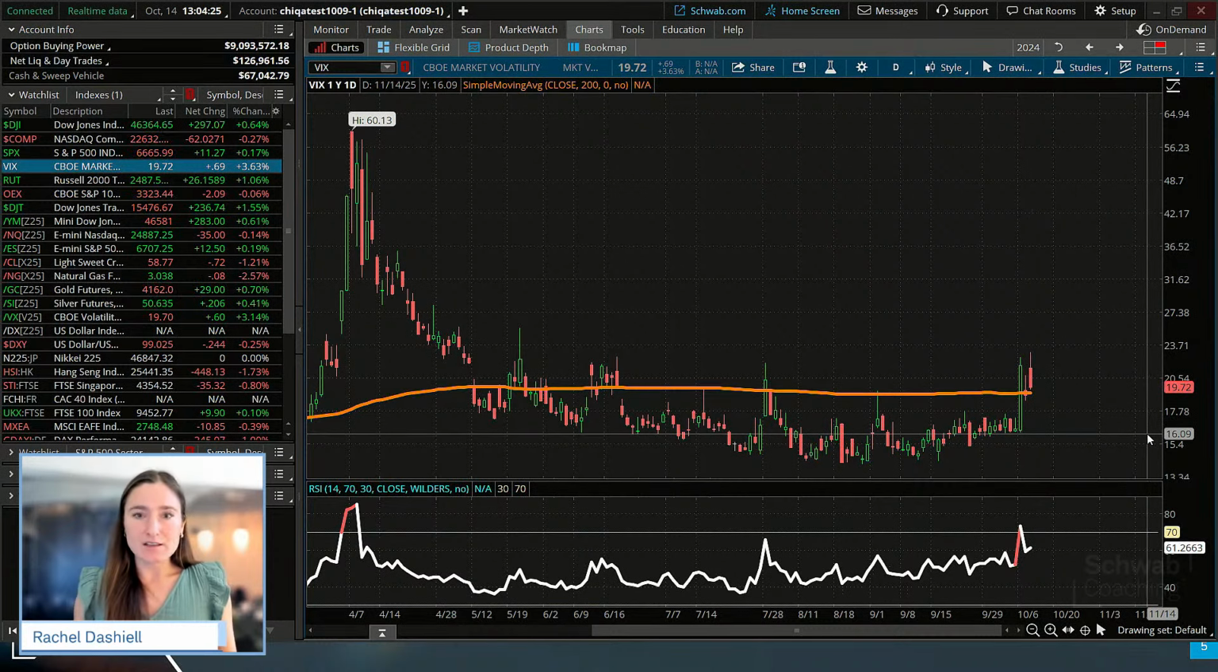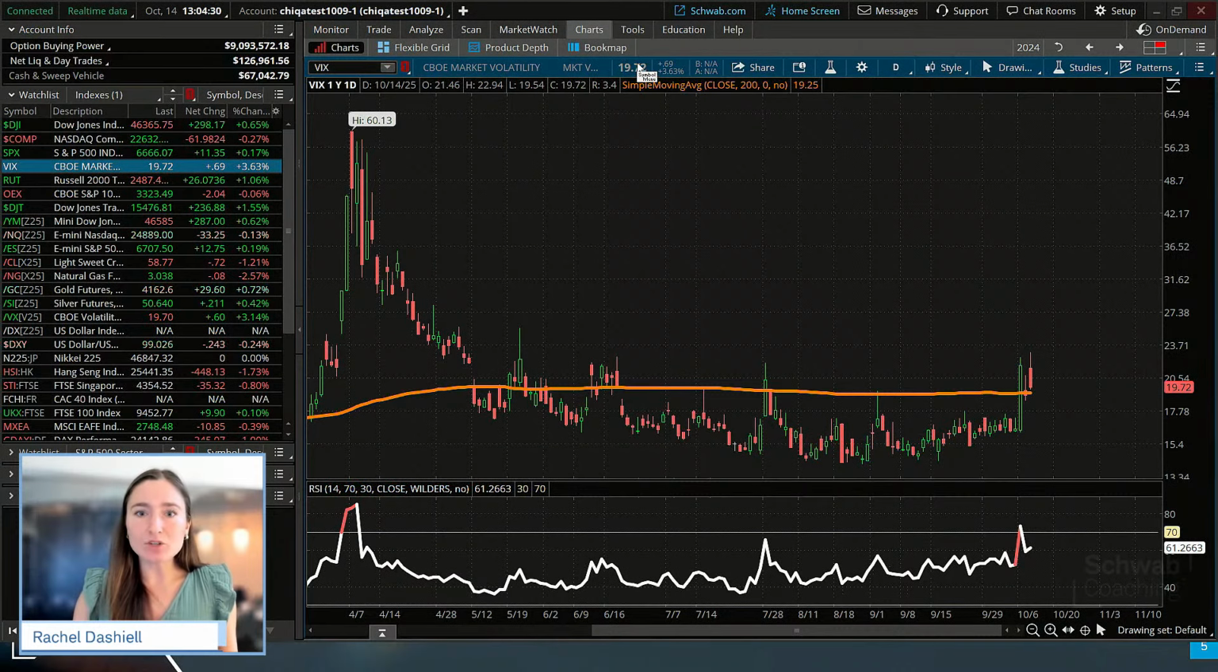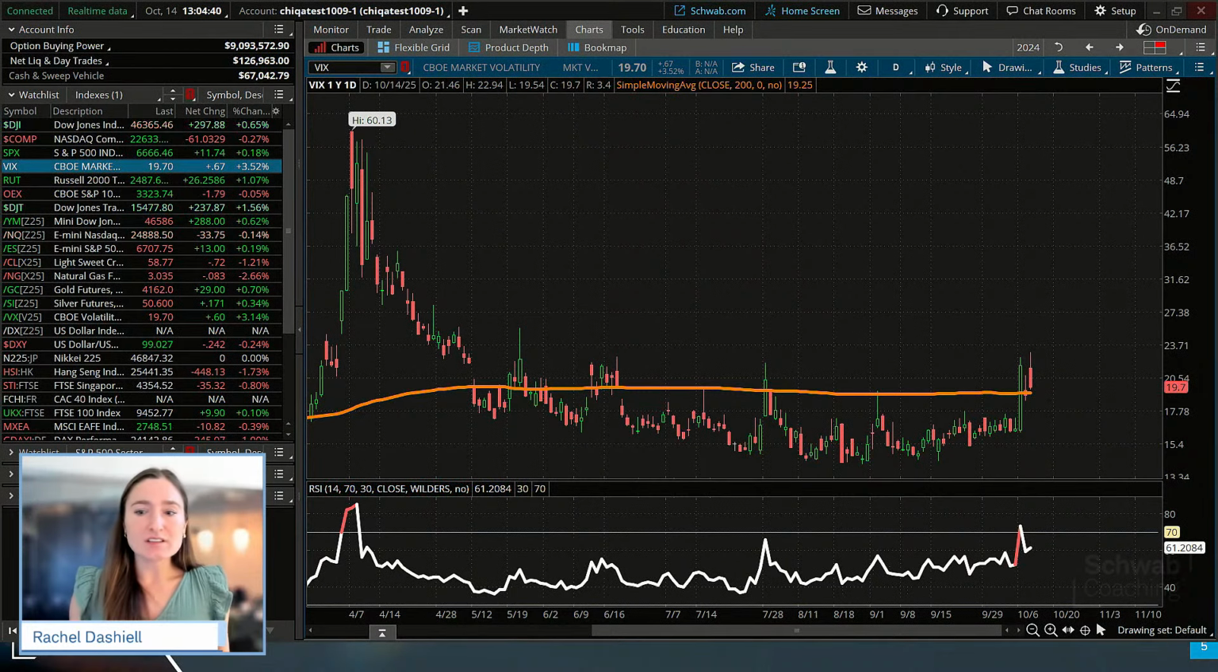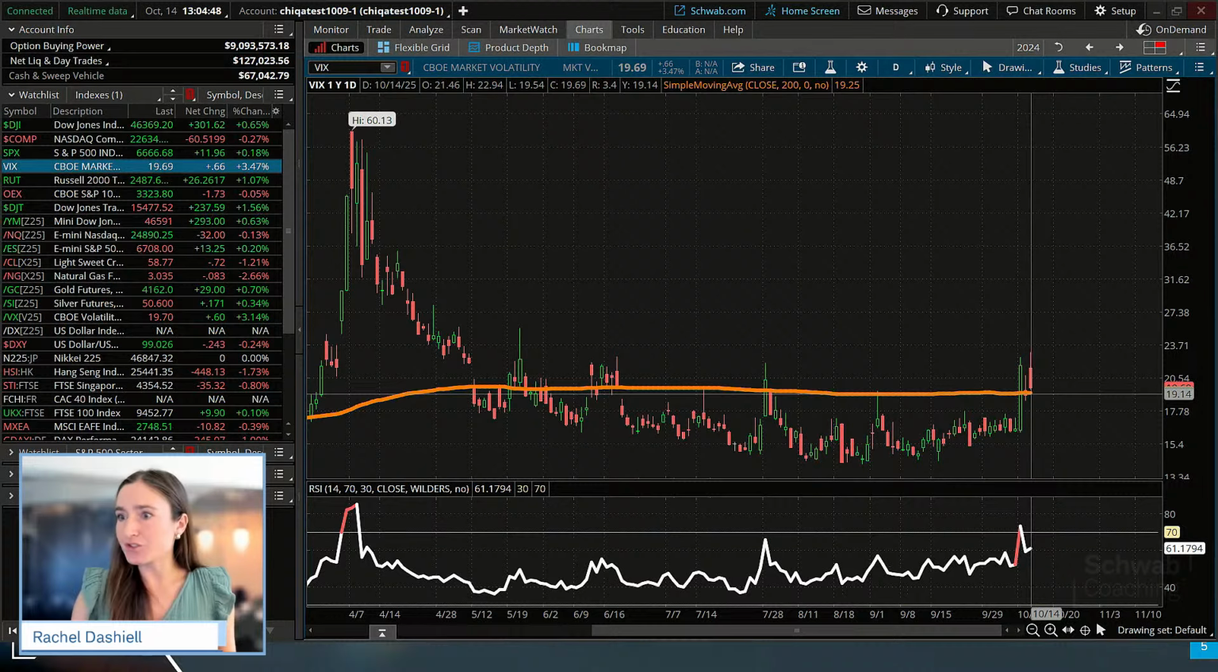So that VIX remains elevated around that 20 level or so, which actually equates to about a 1.25% move in the S&P 500 on a daily basis. So kind of telling us that we may see some volatility here in the near term unless that pulls back under its 200-period moving average there.